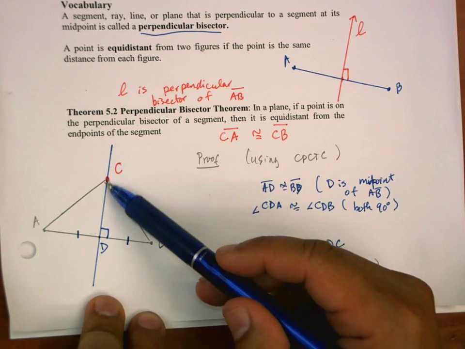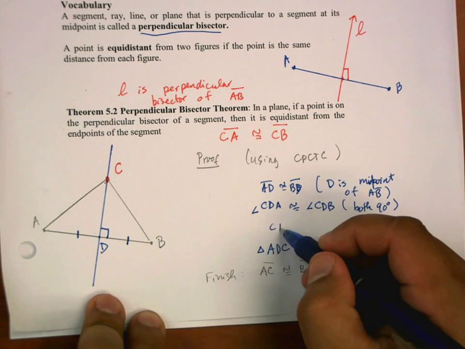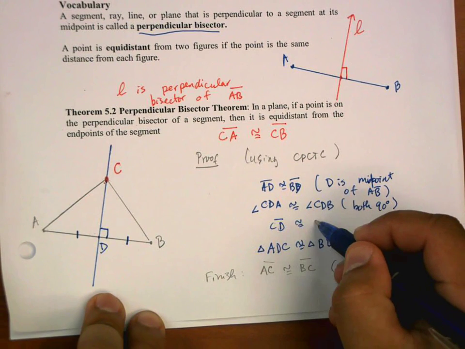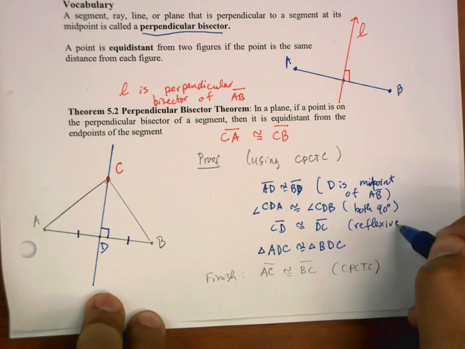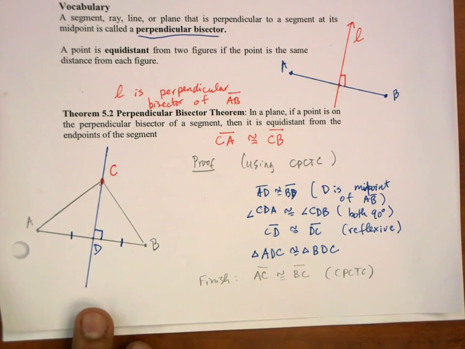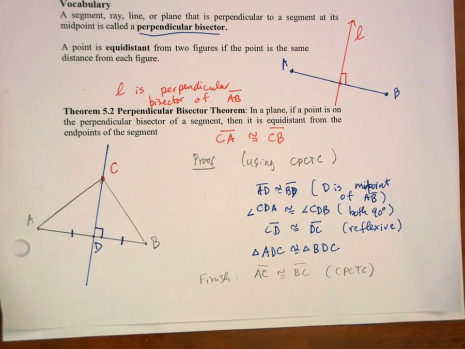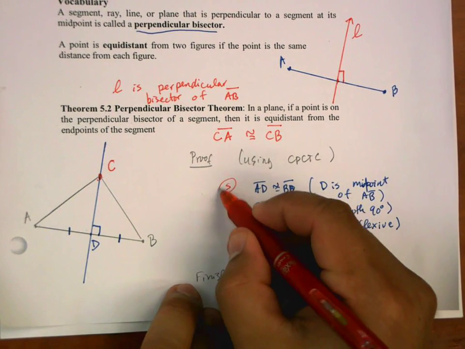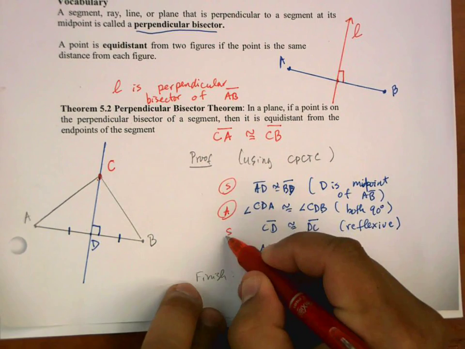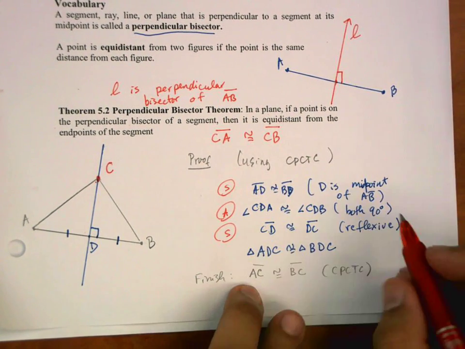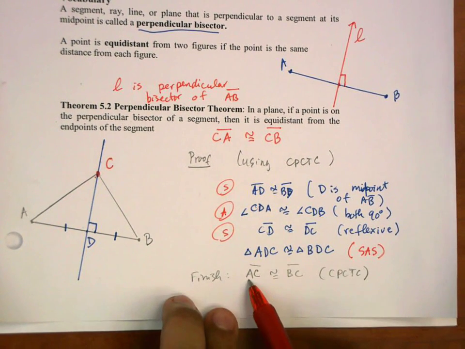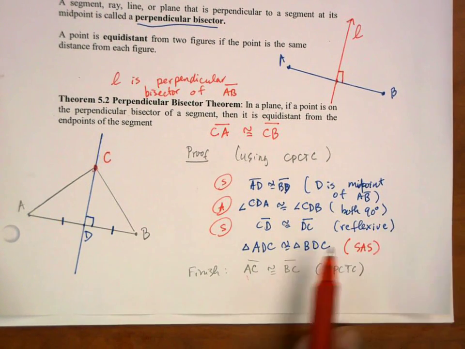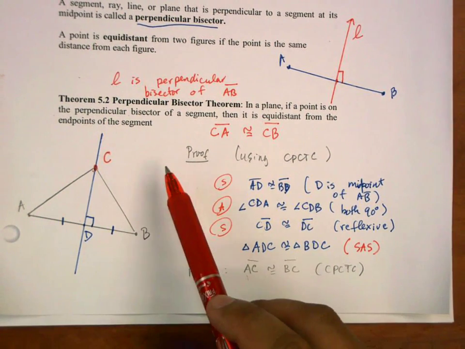And finally, I have a length in the middle here, CD and CD. So CD is congruent to DC, and that is reflexive. Okay. So what do we have here? We have a side, we have an angle, and we have a side. So the triangles are congruent by side angle side, and then these two segments are congruent by CPCTC. Okay. And that's the end of this proof.